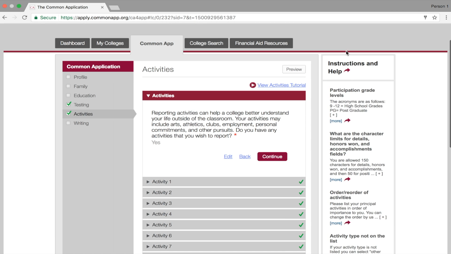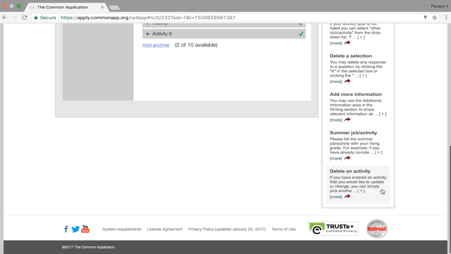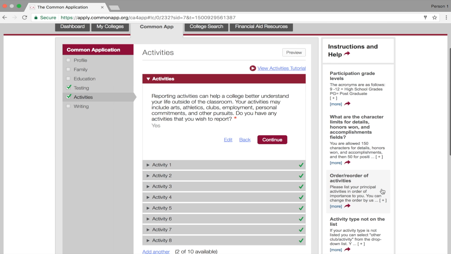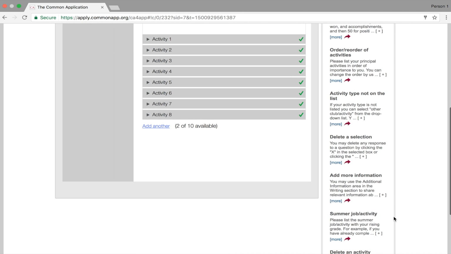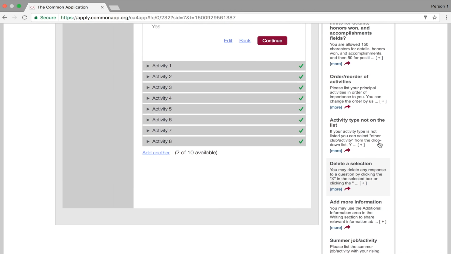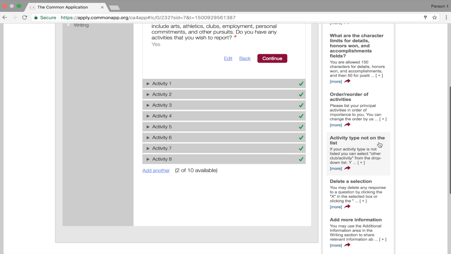Okay, so now that we've finished testing, I'm gonna move on to activities. Activities is pretty nuanced, I think, and that's why they have so many frequently asked question things on the side. Because there are so many different types of activities you can have. Like, a summer job or activity, how do you list that? That's not a thing you do every single week of the year. No, it isn't.